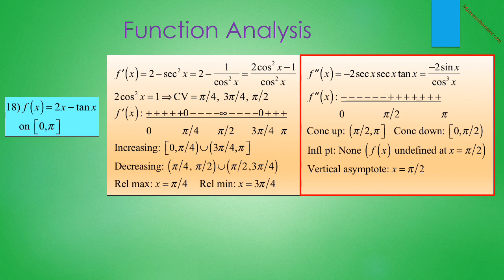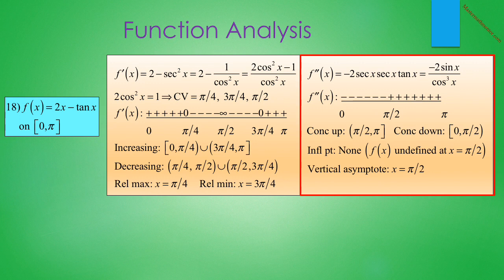The numerator is equal to 0 at 0 and pi. The denominator is equal to 0 at pi over 2. So our sign chart has two intervals, and the second derivative is negative, then positive. So our curve is concave up on pi over 2 to pi, concave down on 0 to pi over 2. There are no inflection points, as the only candidate is pi over 2, but the function is undefined there.